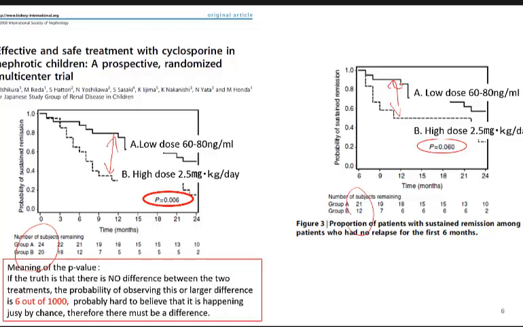Why didn't we have enough evidence? It could be a lack of clinical difference, or it could be a lack of sample size. Okay. So the p-value is purely dependent on sample size. Okay, there are three things actually: sample size, the actual difference, and the variation of your data.